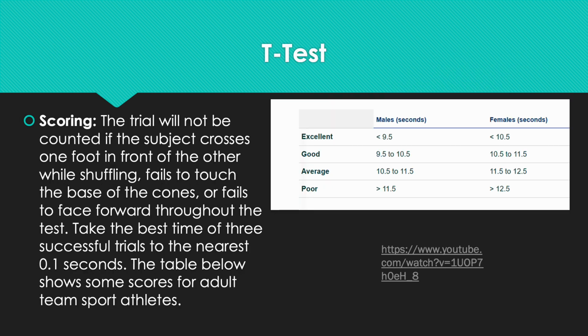Some things to note for scoring the T-test is that a trial will not be counted if the subject crosses one foot in front of the other during the shuffling component, if they fail to touch the base of the cone, or fail to face forward throughout the test. You want to take the best time of 3 successful trials to the nearest tenth of a second. And then we have the table here to show the scores for an adult for team sport athletes.